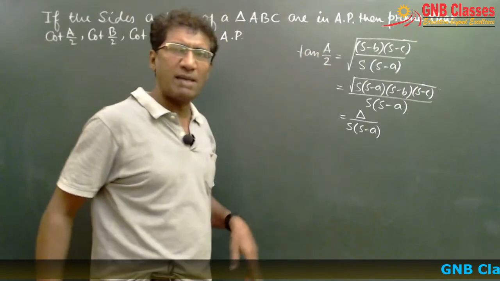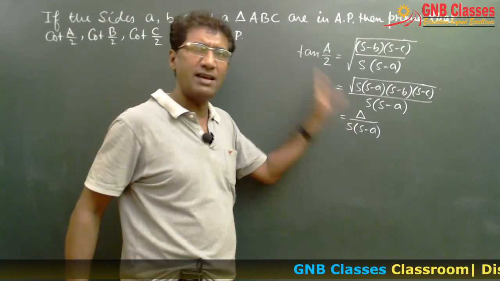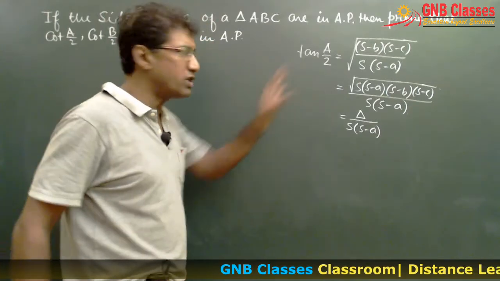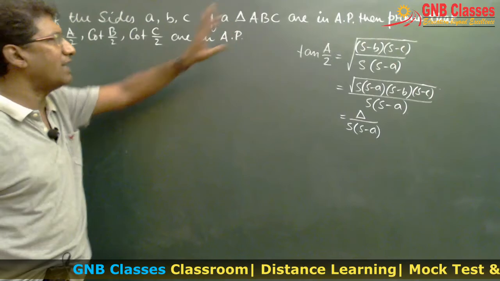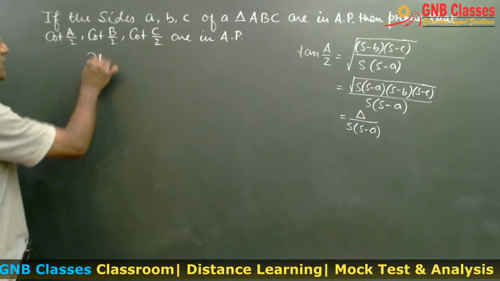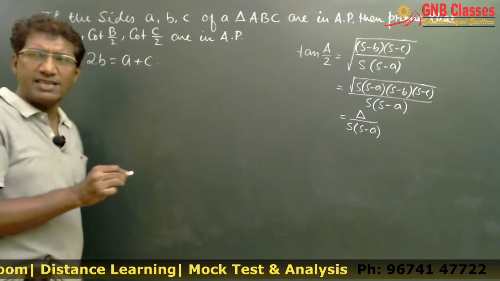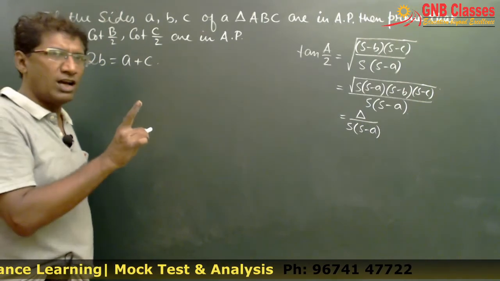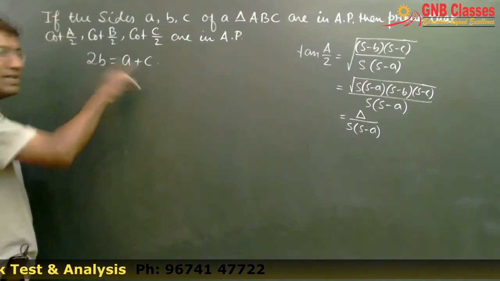So what will be cot A by 2? Cot A by 2 will be s(s minus a) divided by del. So that thing you just remember. Now they have said that a, b, c of the triangle are in AP. So we will say that 2b is nothing but a plus c, right? Since a, b, c are in AP, so we will say that, is it clear to you? Okay, 2b is nothing but a plus c.